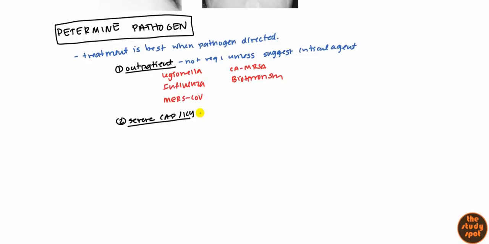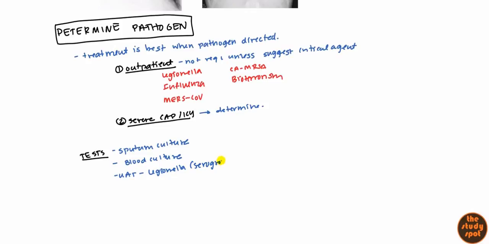Now, in severe community-acquired pneumonia or ICU patients, you do need to determine the pathogen as best as possible. There are different types of tests you can do. You can do a sputum culture. You can do a blood culture. You can do a urine antigen test. That's currently only available for Legionella, serogroup 1, which is about 80% of Legionella, and pneumococcus, so strep pneumonia. You can also do PCR, and PCR will get you about 17 viruses.